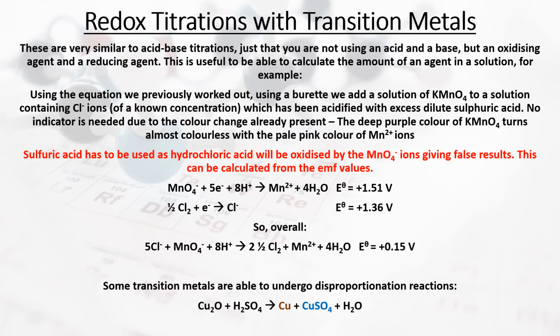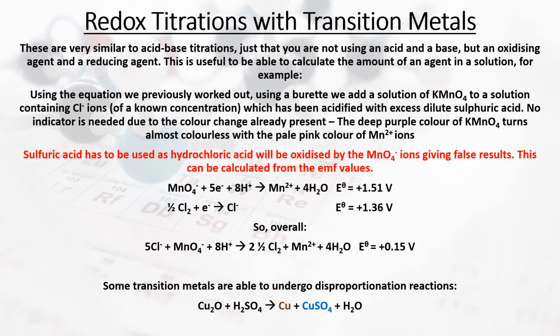And so in terms of the acid here, we have to use sulfuric acid rather than hydrochloric acid. The reason for this is because the hydrochloric acid will be oxidized by the manganate ions, and this will give false results by essentially introducing chlorine into our system. Now this can be calculated by looking at the EMF values of the half equations for the hydrochloric acid and for these manganate ions here. I'm not going to go through this here, but you'd be able to see that essentially it would oxidize the hydrochloric acid, which is not what we want, giving a false positive.